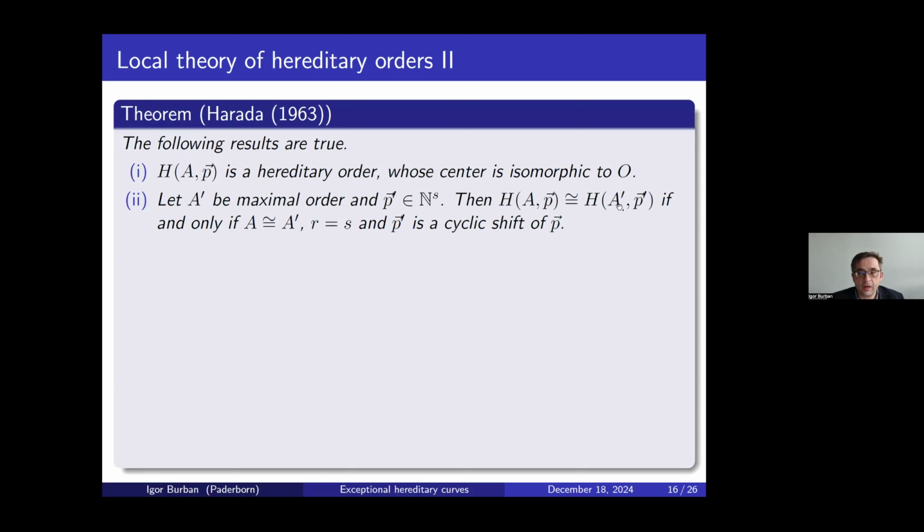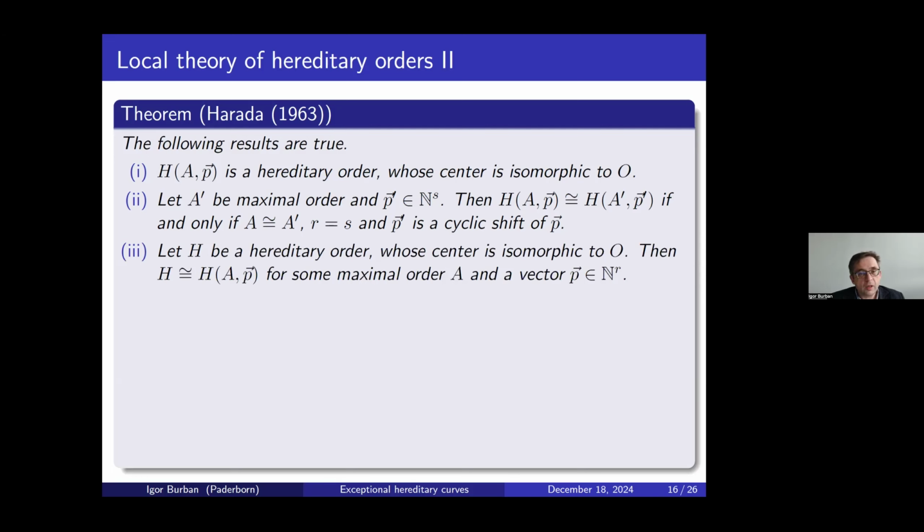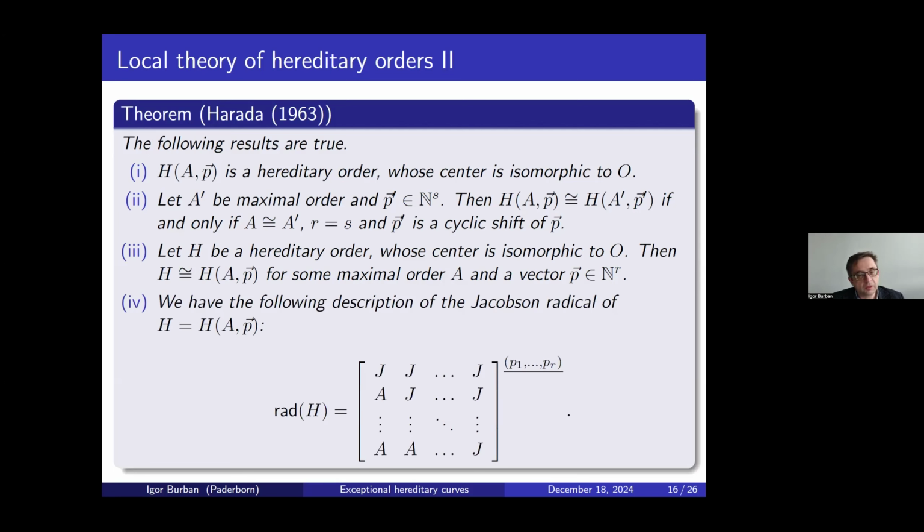So if I have as data A prime and pi prime, then the corresponding orders are isomorphic if and only if the maximal orders are the same, and the tuple pi prime is a cyclic shift. Moreover, any hereditary order is isomorphic to the one from the previous slide. And there is also a nice description of the Jacobson radical. For the order H, on the diagonal I could have anything, but now the off-diagonal entries belong to the radical.